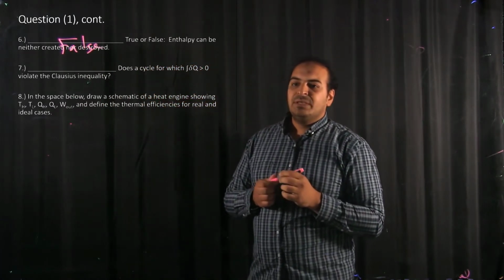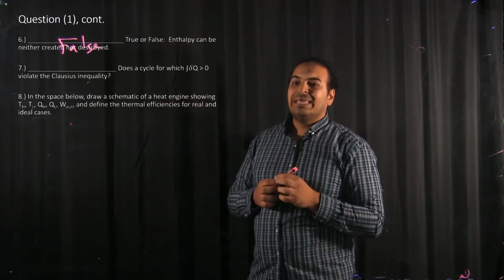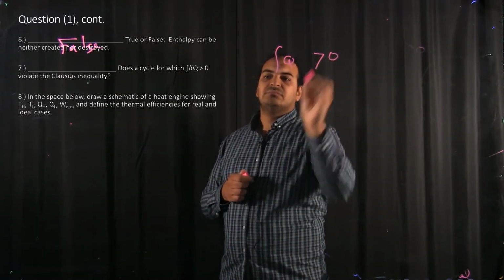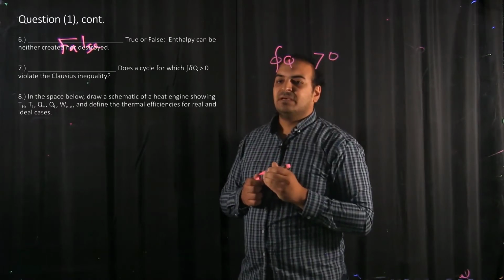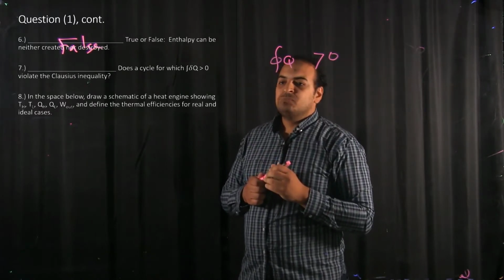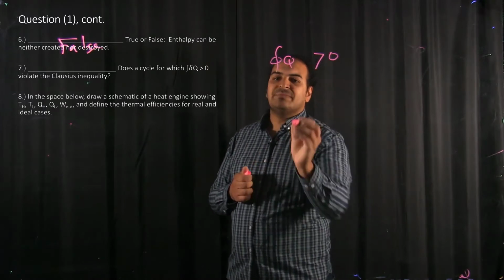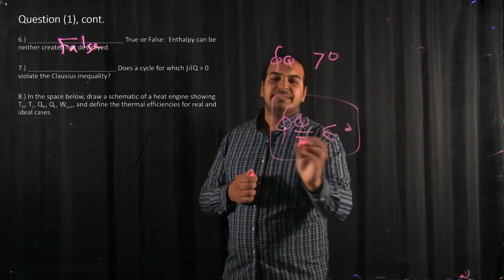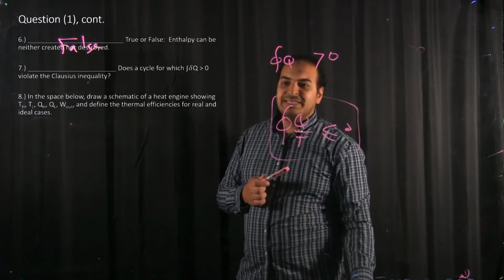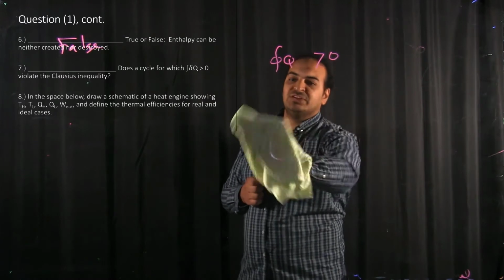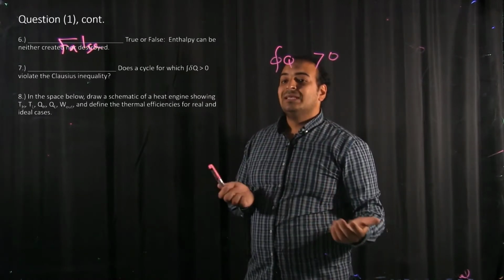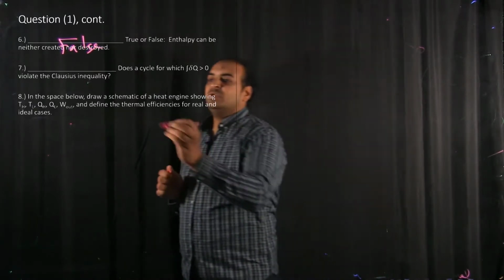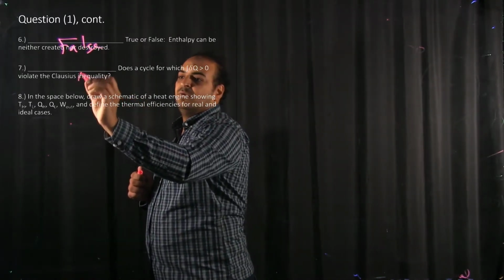Does a cycle for which the integral of Q, called the net heat, is positive violate the Clausius statement? Nope, no. The Clausius statement means something else. The Clausius statement is the integral of Q over T. This is a property, but this is not. This means we have net heat in the system. It can be heat addition, heat rejection, or no heat, like adiabatic, like problem number 4. So this one, no, it does not.